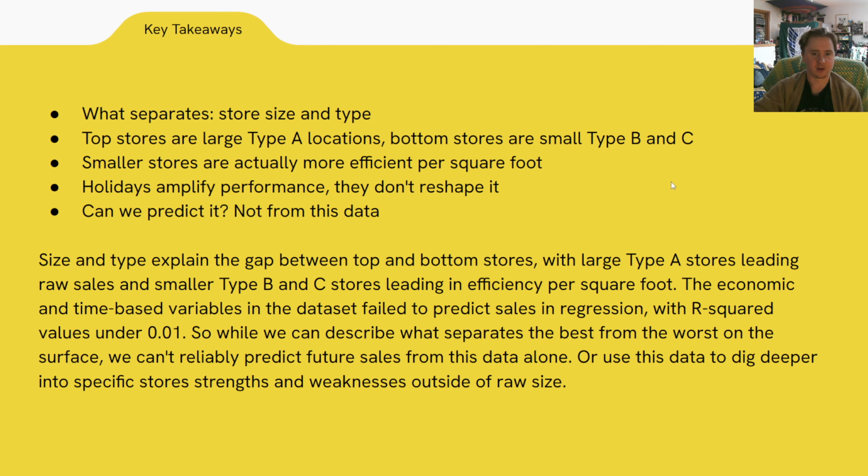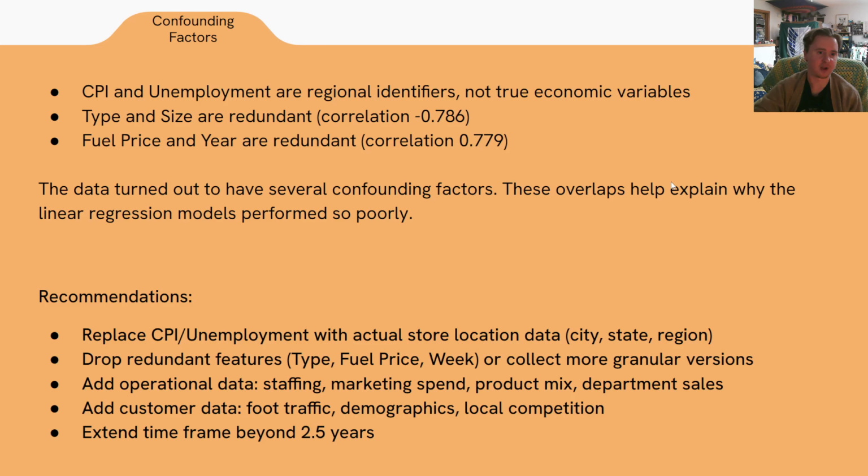So this data, it's hard to predict because it turned out to have several confounding factors, variables that look independent but are actually redundant information. Consumer price index and unemployment are the first example. They barely change within a single store over the entire 2.5 year time span of the data. But they vary dramatically between stores. So they function more as a regional identifier than an economic one.